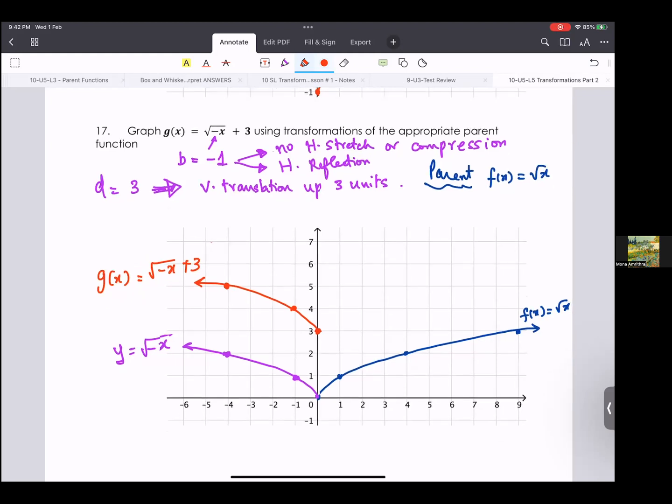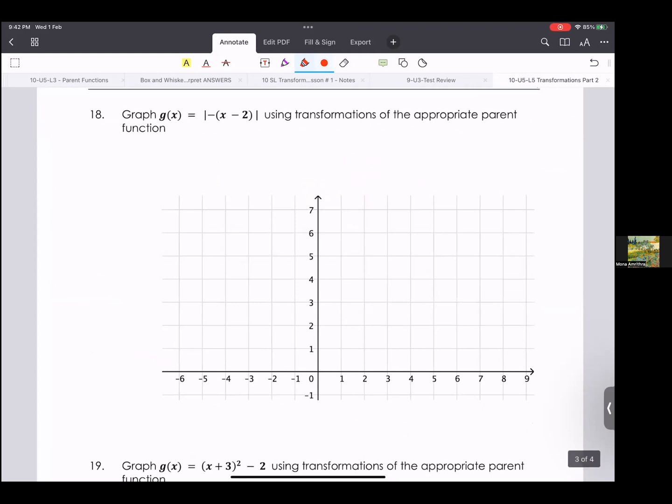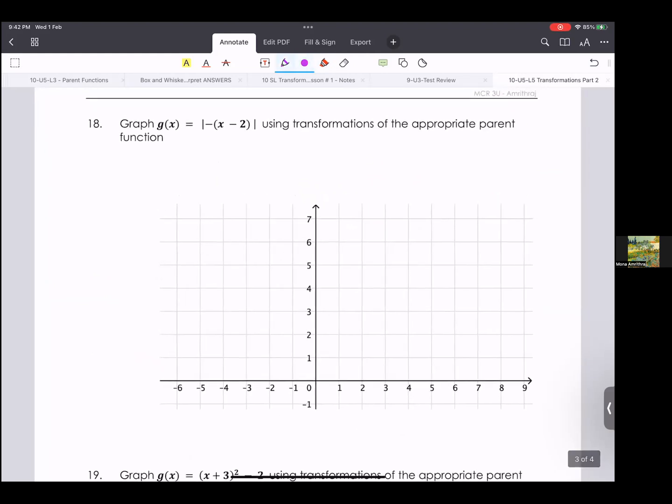All right, let's do one more or a couple more. Here the b value is factored out. Factor out b. So what is the b value? The b value is -1. Again, there is no stretch or compression, there's only a horizontal reflection.